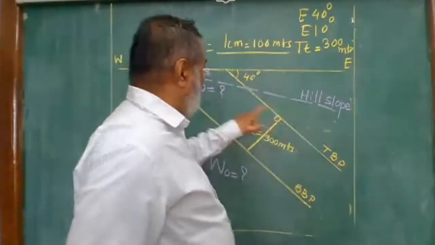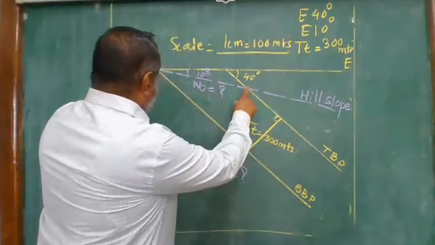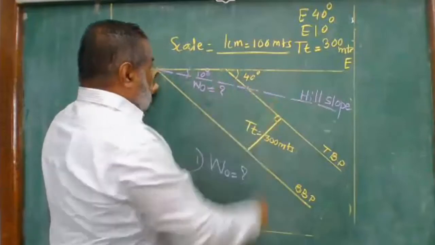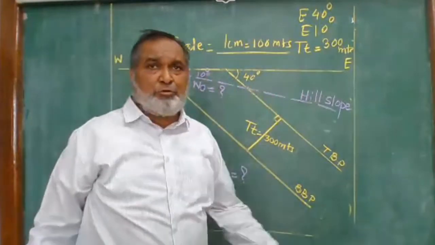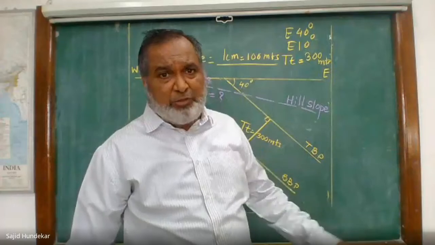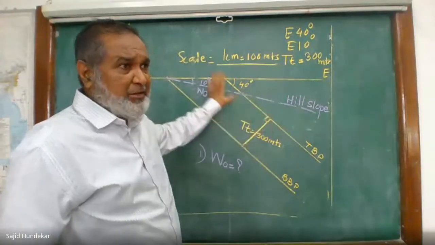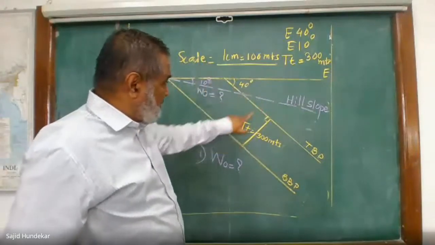280. That means you have done it very small. I want this one, the distance between the 10 degree, top bedding plane and bottom bedding on the same slope. I want the answer. It is not 280, that is a very small answer. It should be 3 centimeter. If you have not taken this 3 centimeter, everything goes wrong. These two should be parallel.